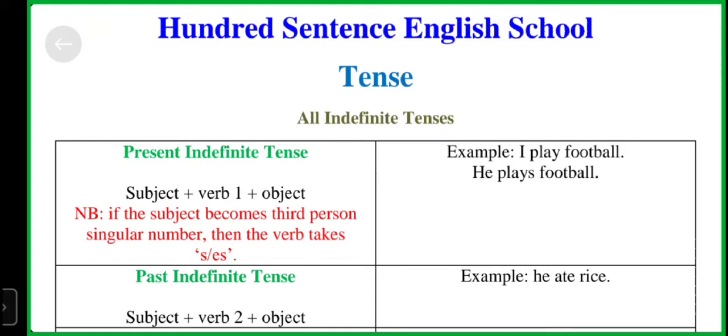How many auxiliary verbs are there in present indefinite tense to make an interrogative sentence? Do, did. Okay, I'm going to tell you. There are two auxiliary verbs in present indefinite tense, do and does. Did is the auxiliary verb for past indefinite tense.